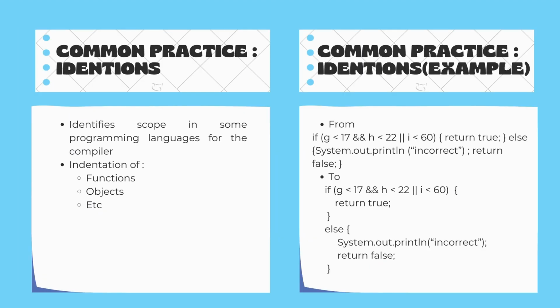There are several common practices for coding standards. The first one is indentation. It is used to identify scope in some programming languages for the compiler. It is to show the indentation of functions, objects, and others. Below is an example of lines of code without indentation and with indentation.